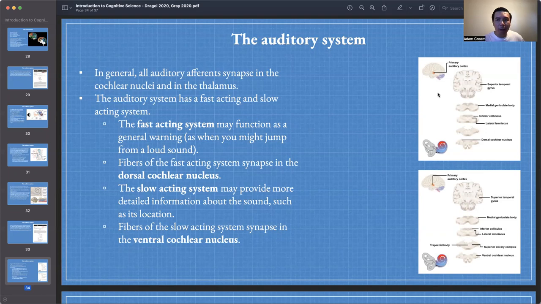And fibers of the slow-acting system synapse in the ventral cochlear nucleus. And here on the figure on the top, we have a map of the fast-acting system, and on the bottom, a map of the slow-acting system. And we just see that there's a little bit more stops involved in the slow-acting system, okay? And although it may take longer to work through the slow-acting system, it helps us with identification of objects and whatnot auditorily. Okay, so cool.